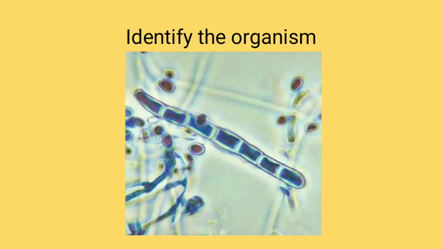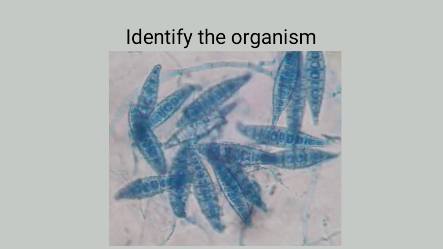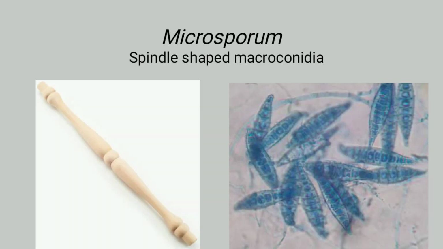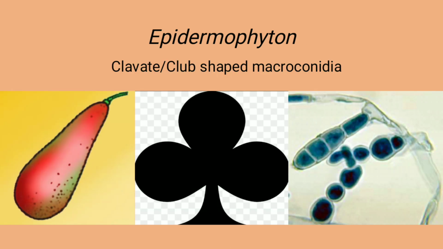Identify the organism. This is pencil shaped macroconidia seen in Trichophyton. Identify the organism. Spindle shaped macroconidia are seen in Microsporum. Identify the organism. Clavate or club-shaped macroconidia are seen in Epidermophyton.